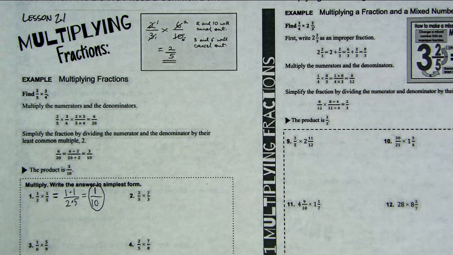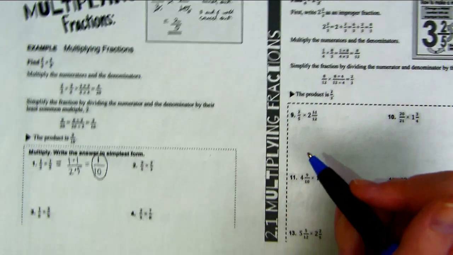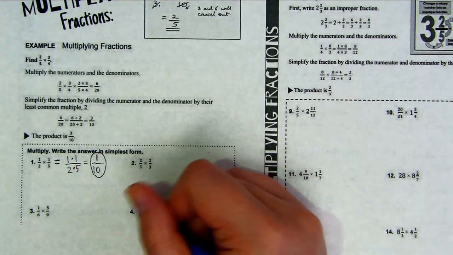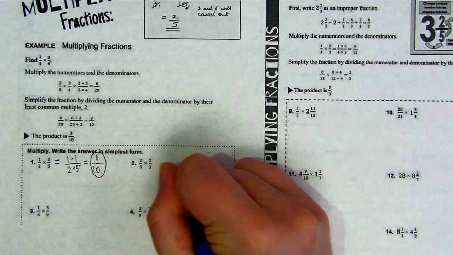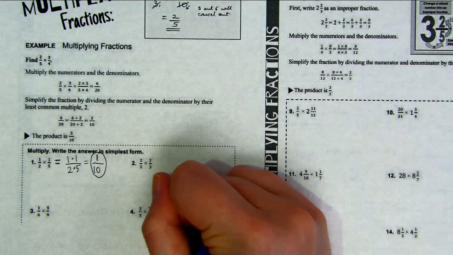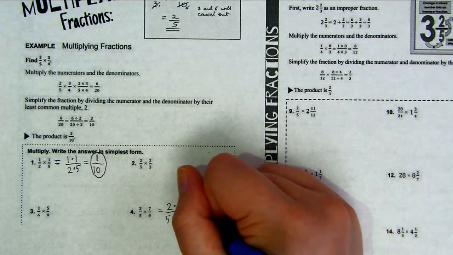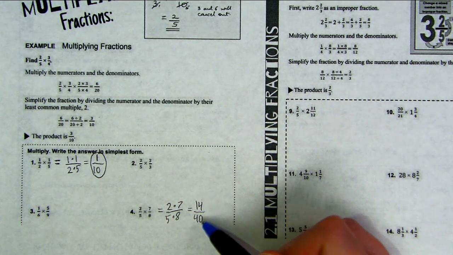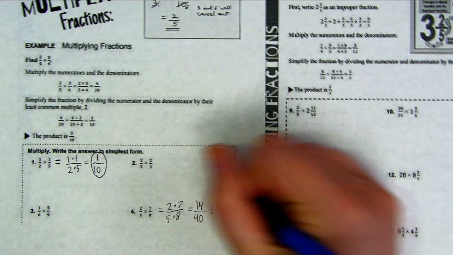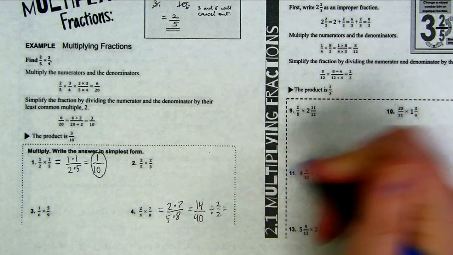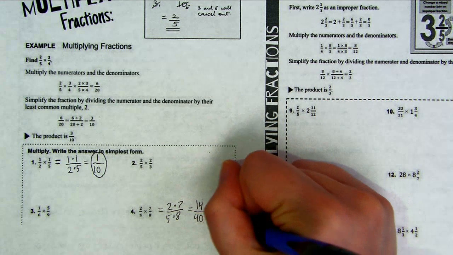If we look over here, or let's look down here at question 4 actually, we can go ahead and multiply across. If we do that, we would end up getting 2 times 7 over 5 times 8. So 2 times 7 is 14, 5 times 8 is 40. Now 14 and 40 we can simplify. We can divide those both by 2. So if we divide these both by 2 over 2, 14 divided by 2 is 7, 40 divided by 2 is 20, so we should end up with 7 over 20.